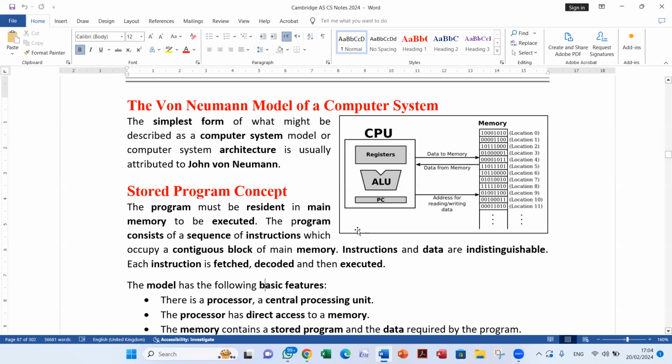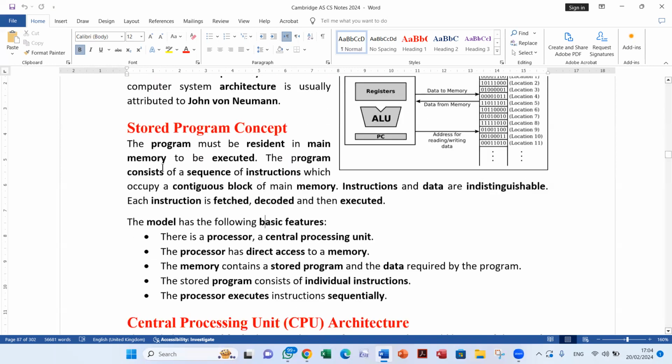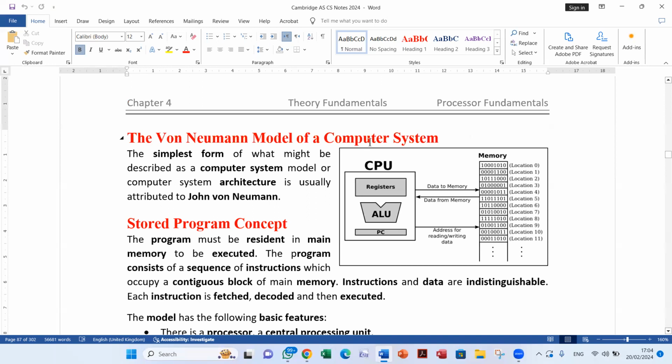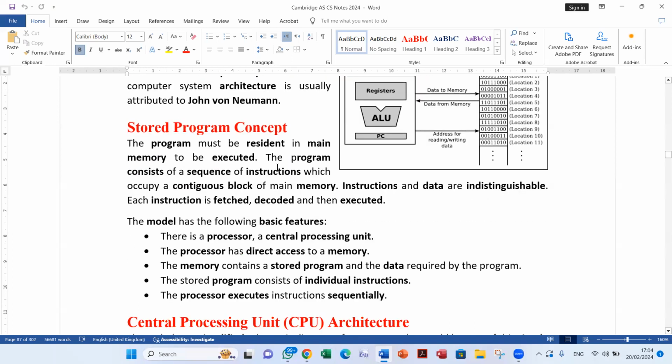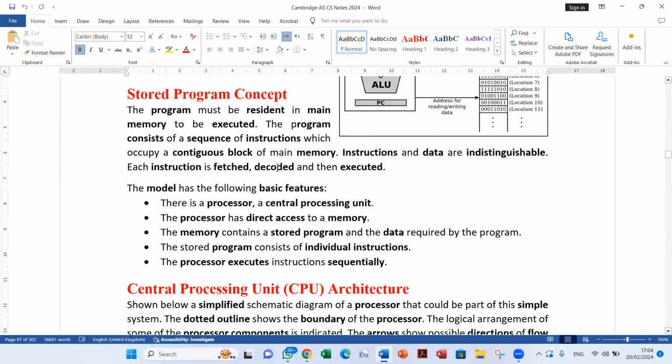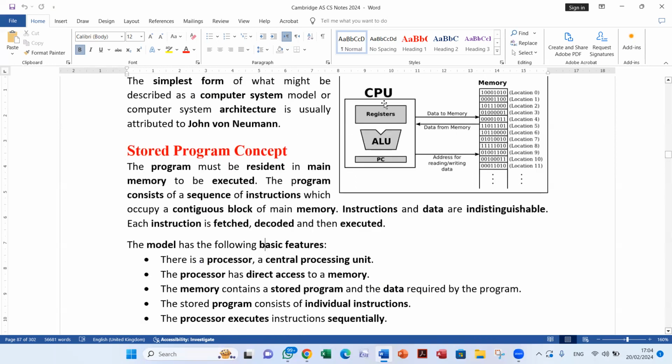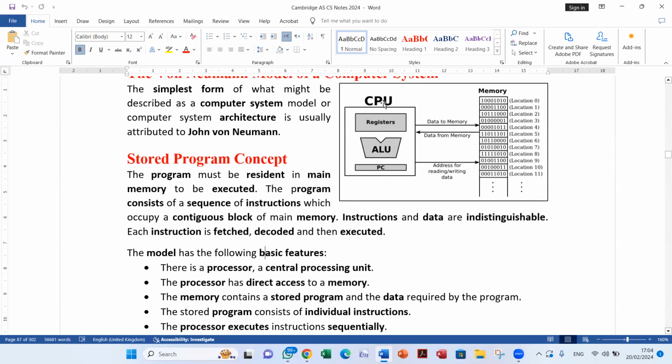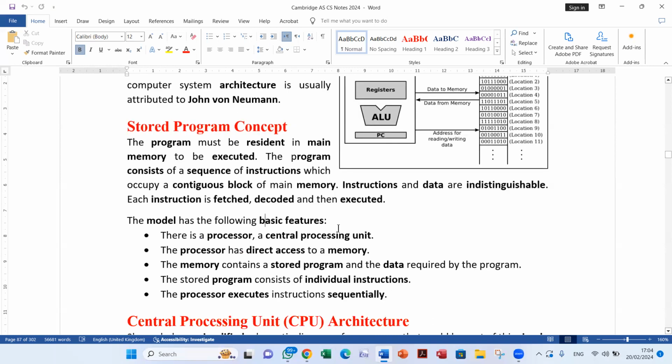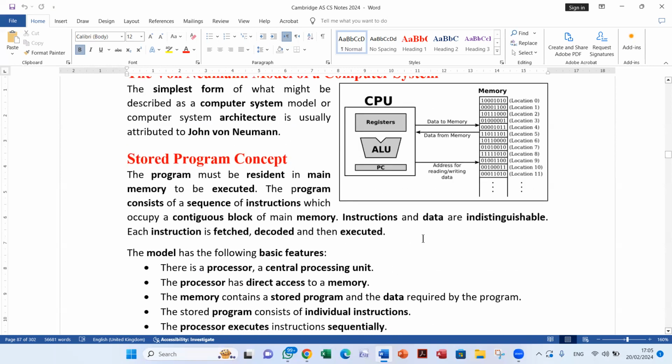Okay, so this is the von Neumann model of a computer system, or the stored program concept. The model has the following basic features. There is a processor called the CPU, the central processing unit. The processor has direct access to a memory.